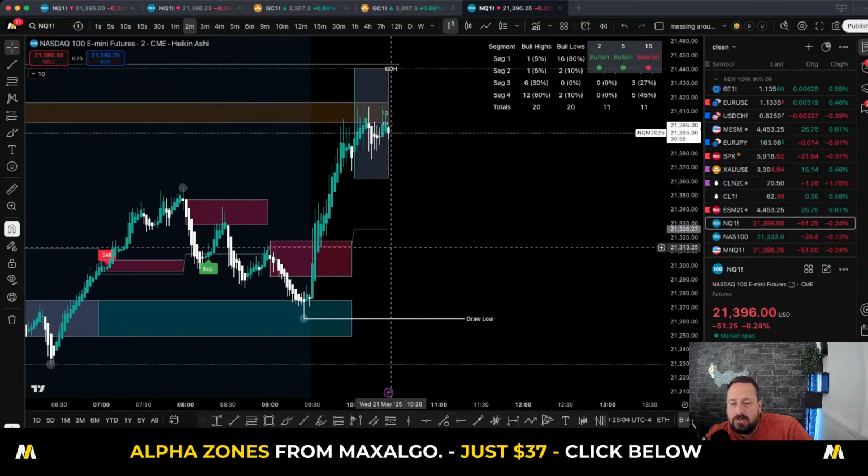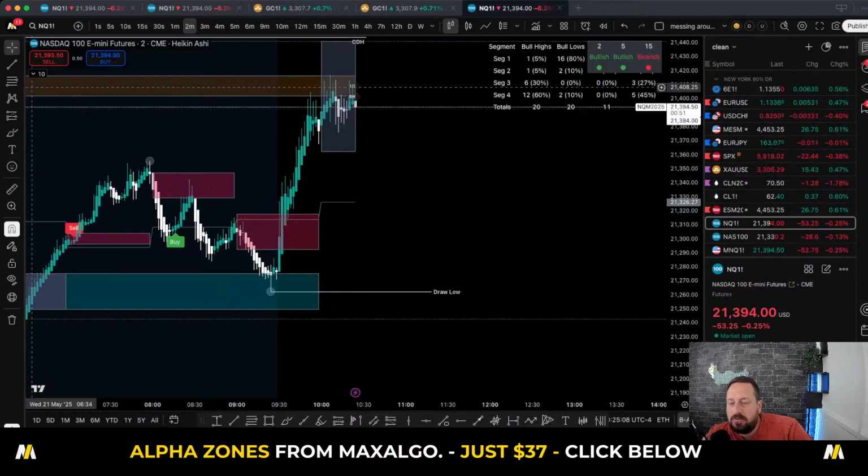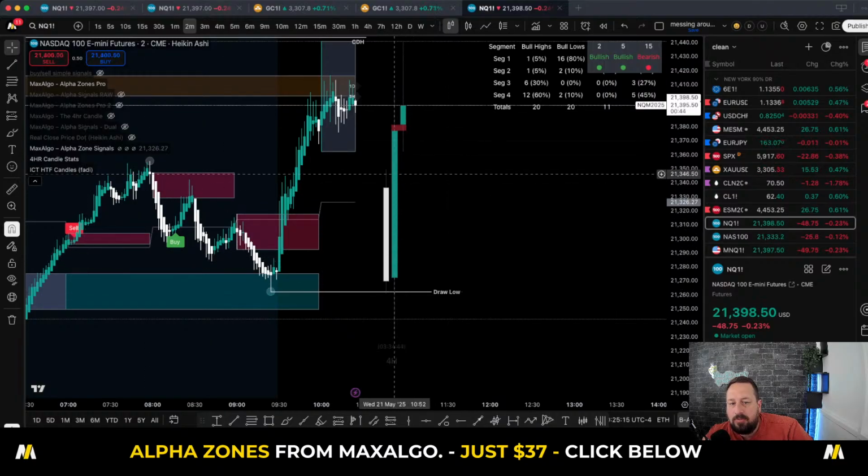So if you look on to the video, we are talking about where buyers and sellers meet, right? So we're talking about each candle. When we look at a candle, it generally has a wick above and below, right?